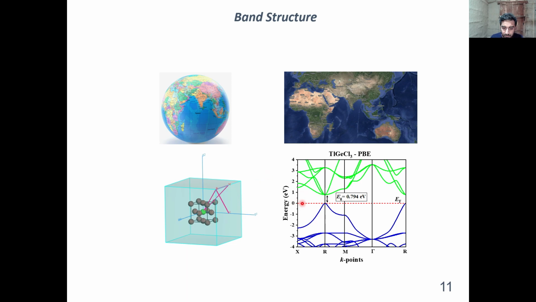As you can see, the red line is the Fermi level, and the upper band is the conduction band and the lower band is the valence band. So in the valence band we can see the band level travels from X to R, and down to M, to gamma, to R again.